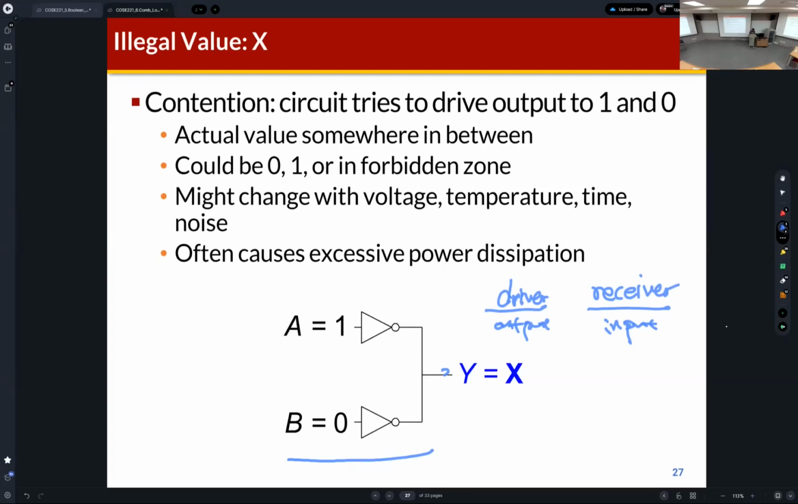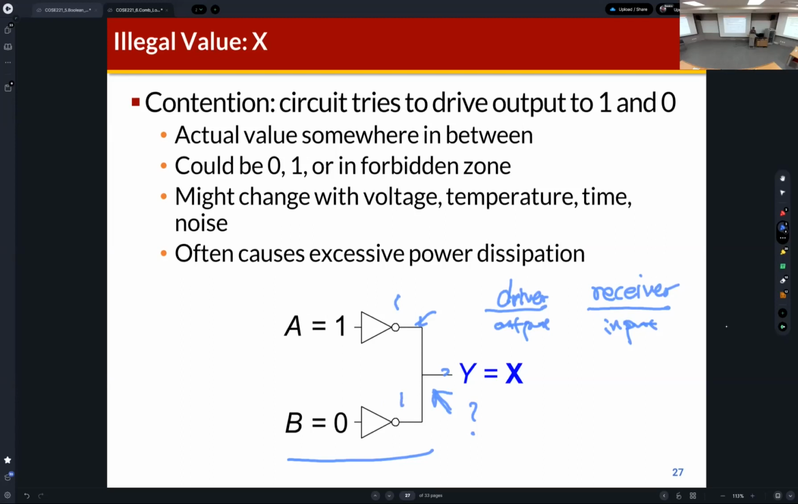If you see this node, this wire, it is driven by two outputs, two drivers. Now what's the problem? This NOT gate may generate 1, and this NOT gate may generate 0. Then what is the value of this wire?